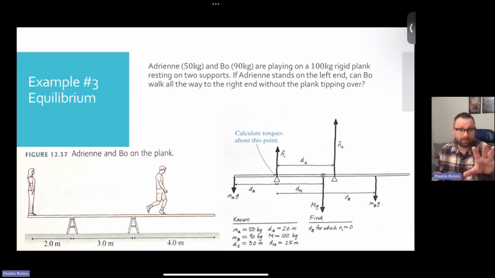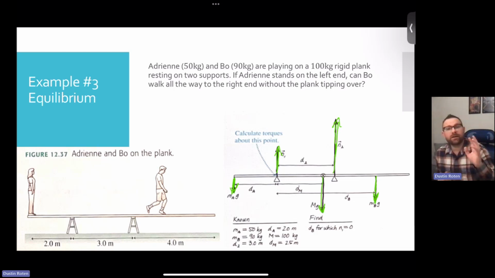Okay, so here's my picture, and then I've also included this free body diagram where I've got the weight or the force due to gravity on Adrian. I've got the force due to gravity on Bo. I also have the force due to gravity on the plank itself because there's 3 masses in here, and then there's 2 supports, which means there's going to be 2 places where the normal force is present.